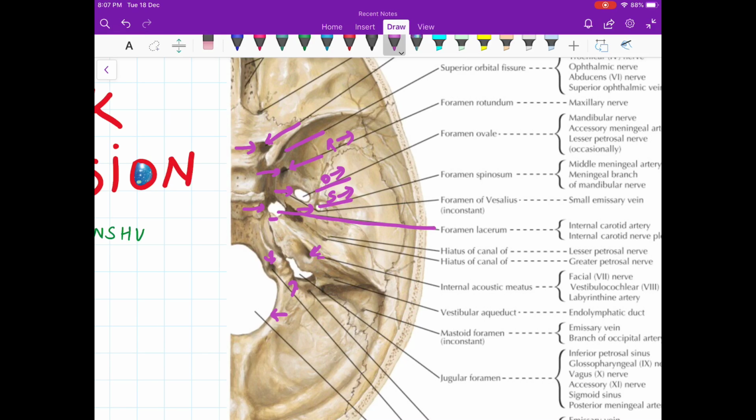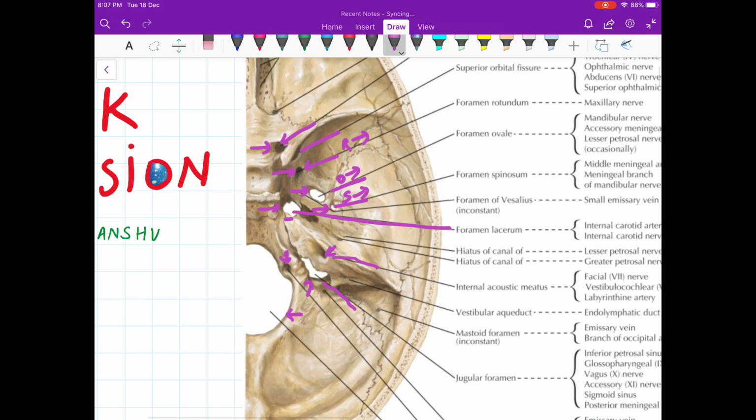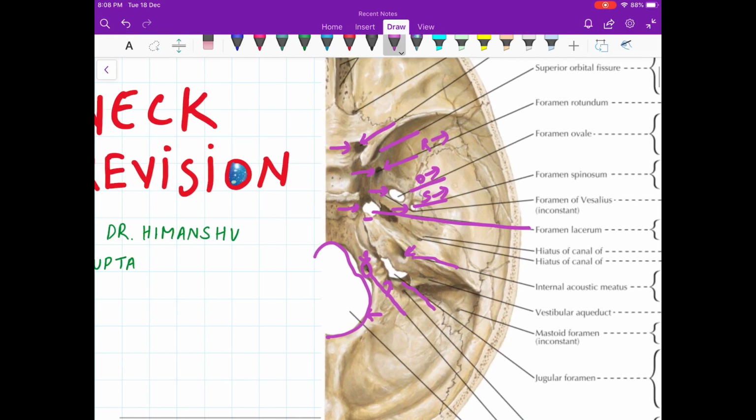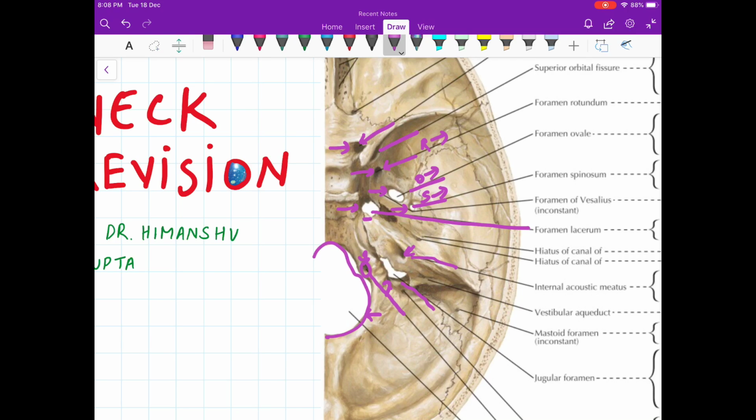This is internal acoustic meatus, jugular foramen, hypoglossal canal. This is foramen magnum. Now we will discuss the structures passing through the foramen ovale.